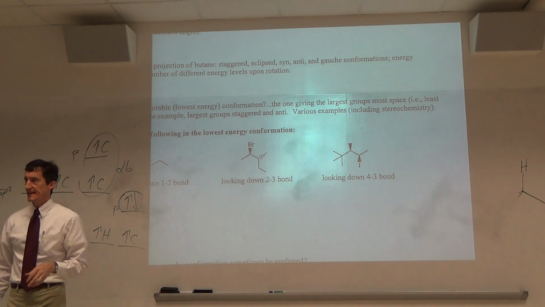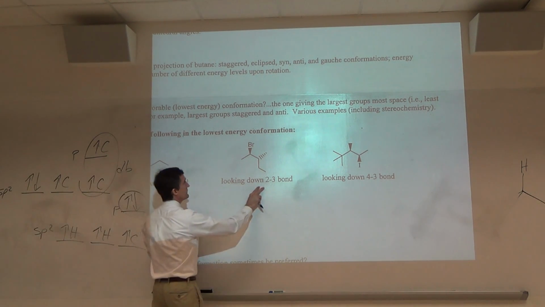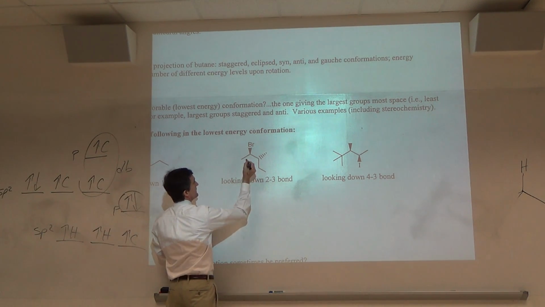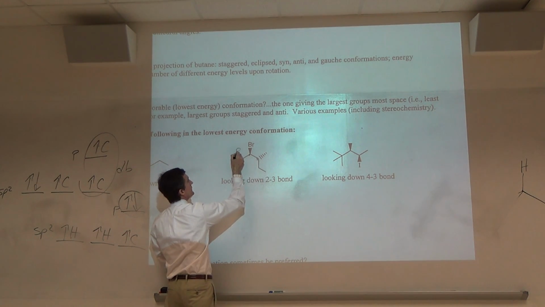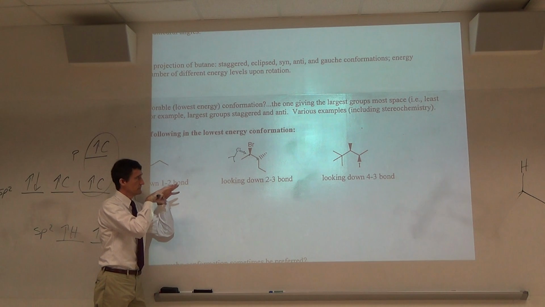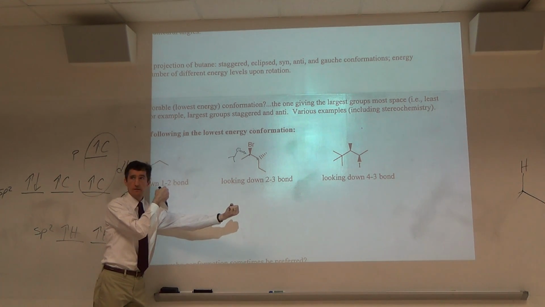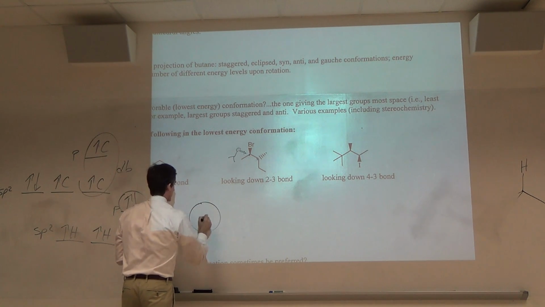With acyclic alkanes, what does acyclic mean? Non-cyclic, okay? We're looking to do a Newman: circle, circle, dot, dot. The 2,3 bond, that would be 2,3. Looking down that, so we're here. There are 2 carbons, one in the front.